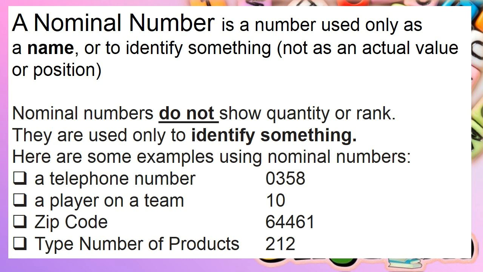Here are some examples using nominal numbers: a telephone number 0358, a player on team 10, zip code 64461, type number of products 212.